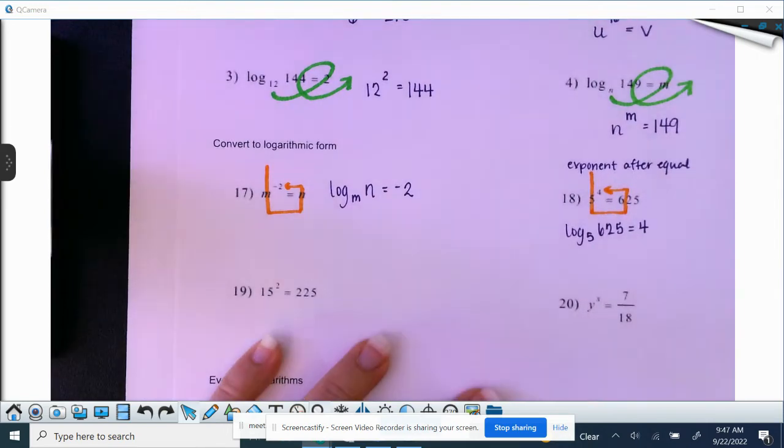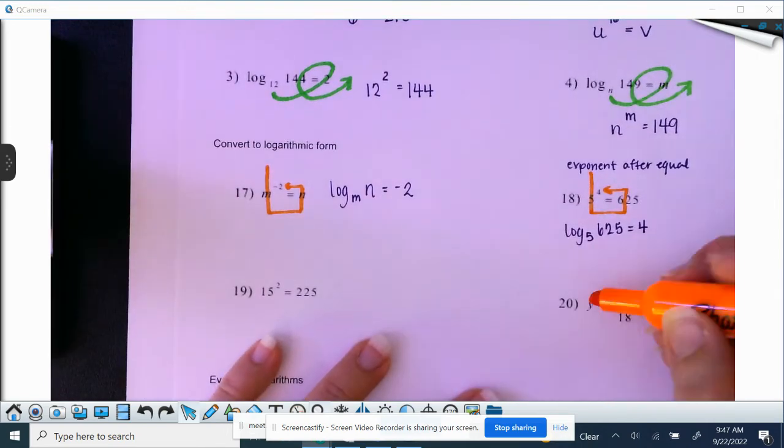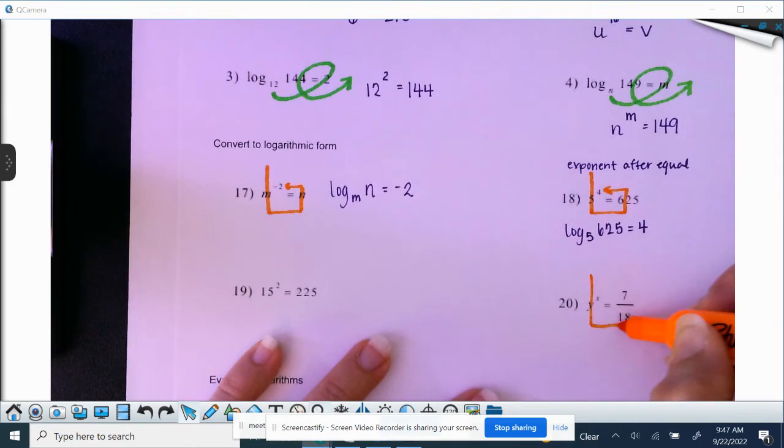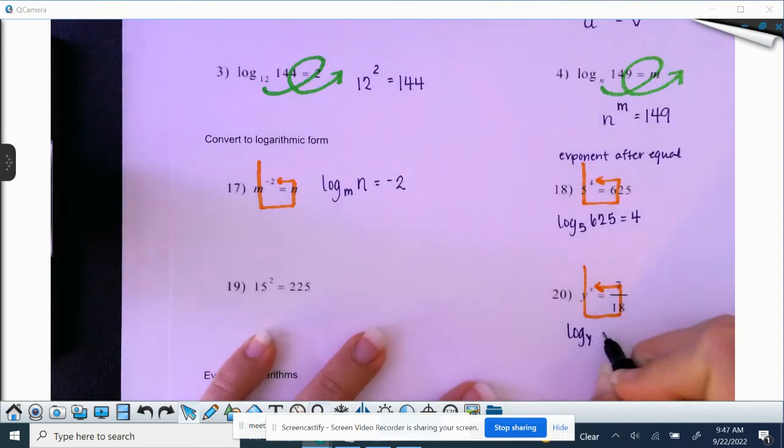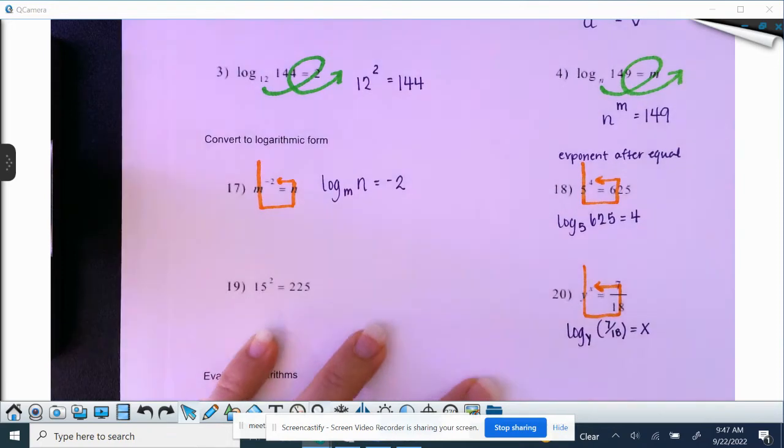So even with a fraction and with double variables on one side, push our base into the basement, grab our of, and then end with our exponent. So log base y of 7 over 18 is x.